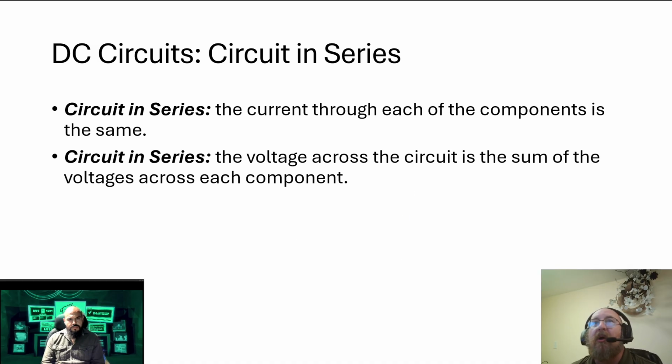The current through each of these components, as we said, is the same. The voltage across the circuit is the sum of the voltages across each component. That's what we call voltage drop, right? So the voltage drop across each component in a series circuit is going to vary based upon the total voltage of that circuit and the total resistance of that circuit. And so we have to figure that out proportionately. We'll go through some exercises in another video that'll show you exactly how we do those calculations.